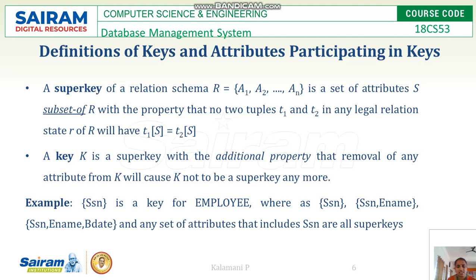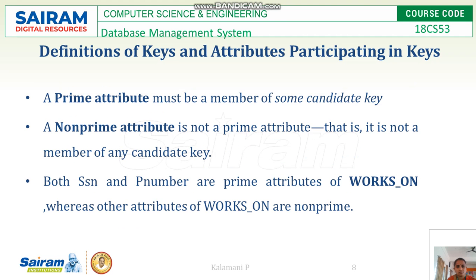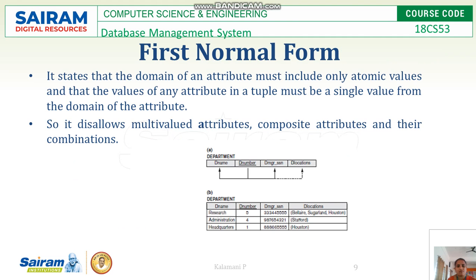So we have seen the different types of keys: super key, primary key, candidate key, and prime and non-prime attributes. So now we are going to start the first step of the normalization process, that is called the first normal form.